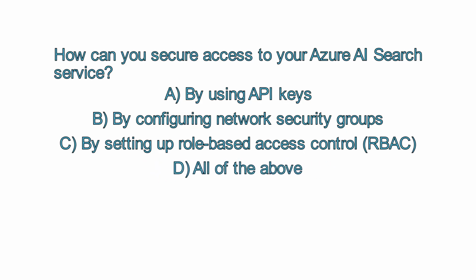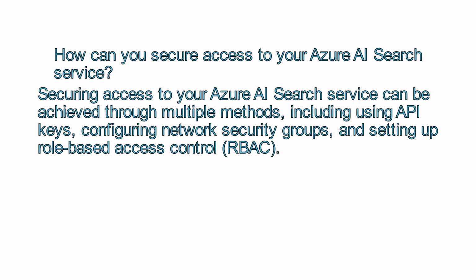The correct answer is D. All of the above. Securing access to your Azure AI Search service can be achieved through multiple methods, including using API keys, configuring network security groups, and setting up role-based access control (RBAC).